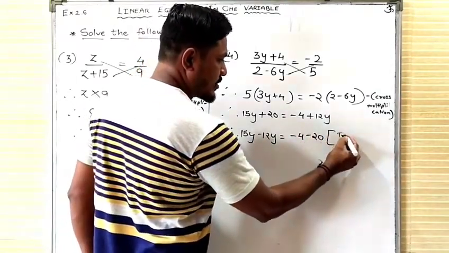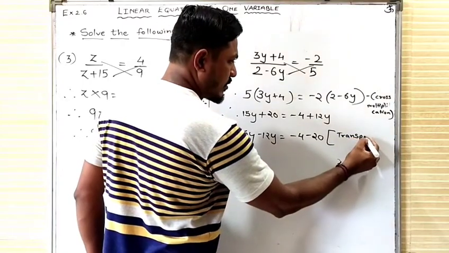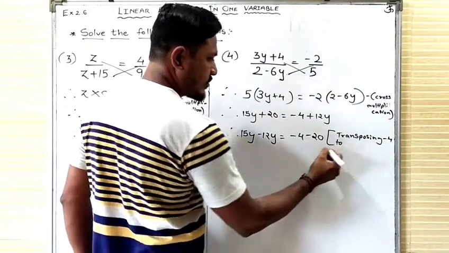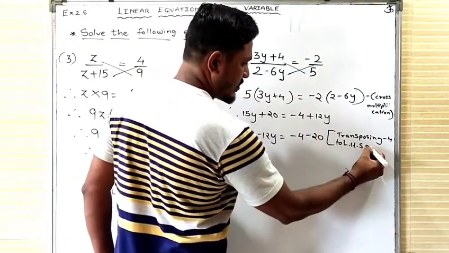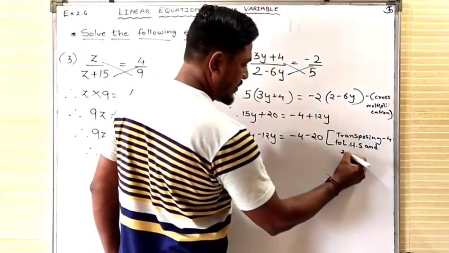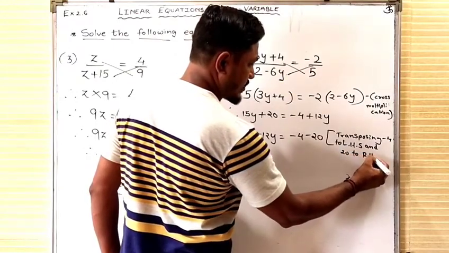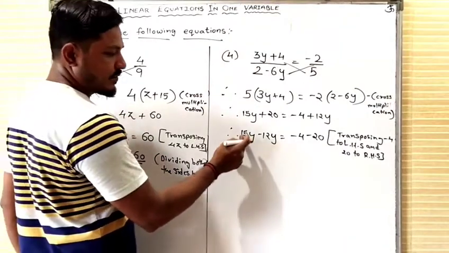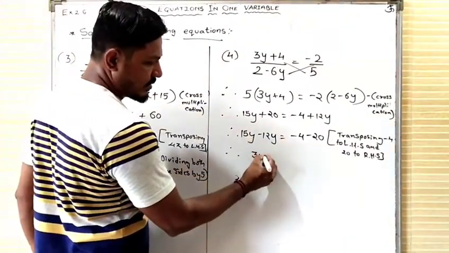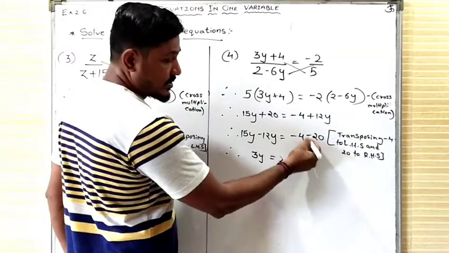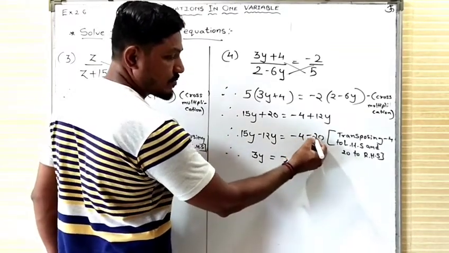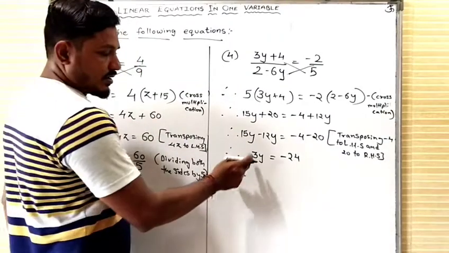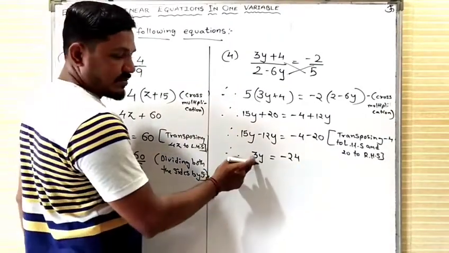So write down over here: transposing negative 4 to LHS and 20 to RHS. After doing such, now do subtraction. 15 minus 12 is 3y. Minus minus plus, sign of minus only. 4 plus 20, 24.